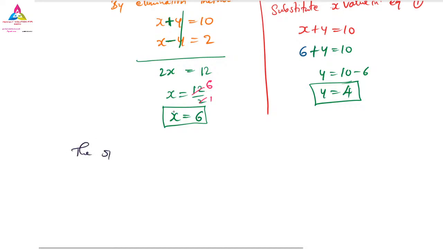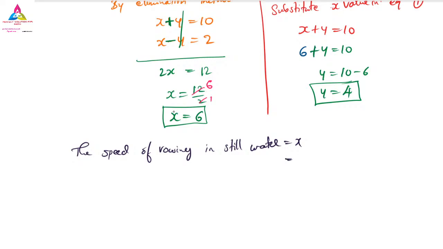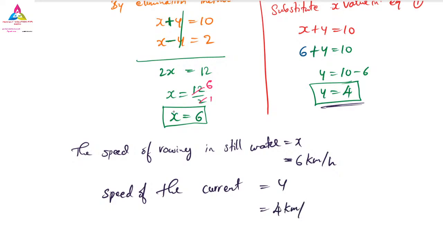The speed of rowing in still water is equal to x, that is equal to 6 kilometer per hour. See, this unit is also very important, half marks fall in it. Then the speed of the current is nothing but we have taken y, that is equal to 4 we have got. So 4 kilometer per hour. That is our answer. Very good.